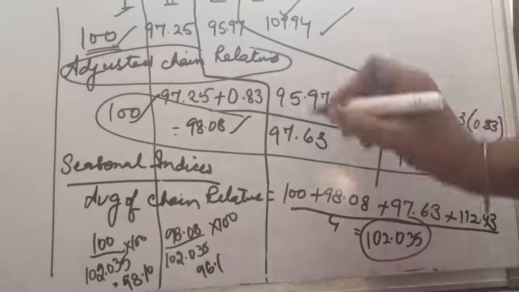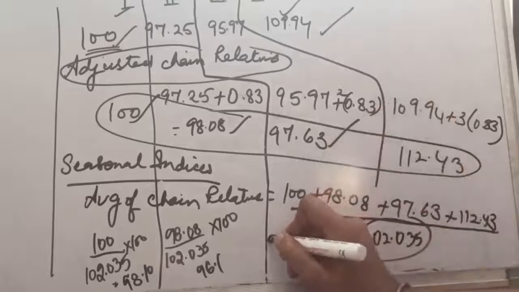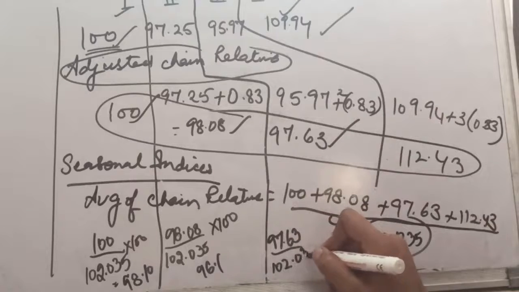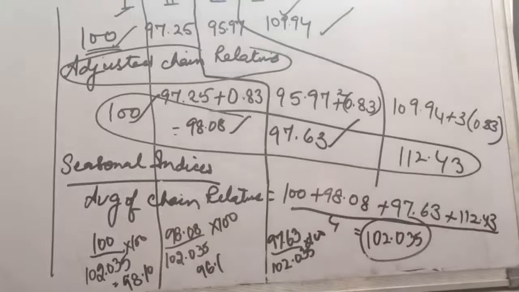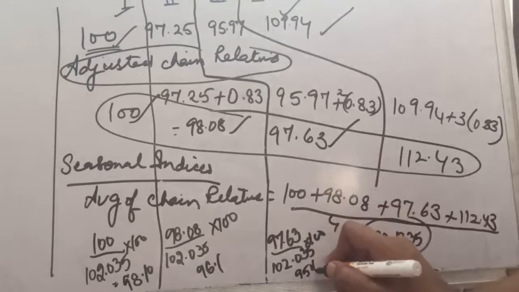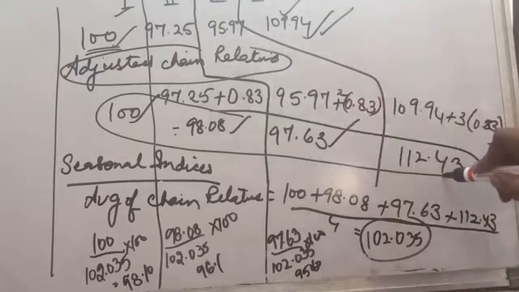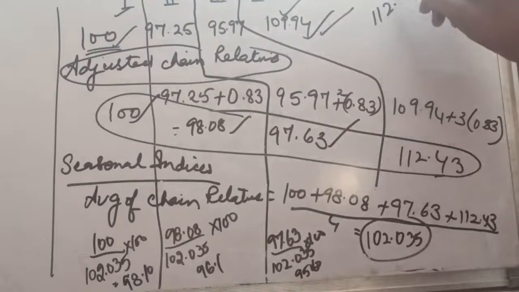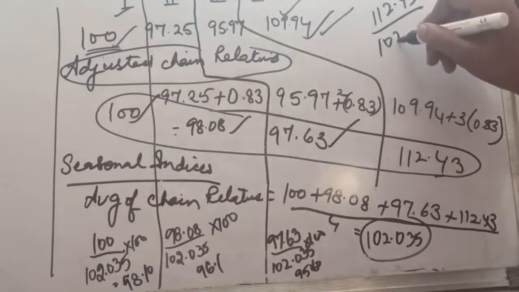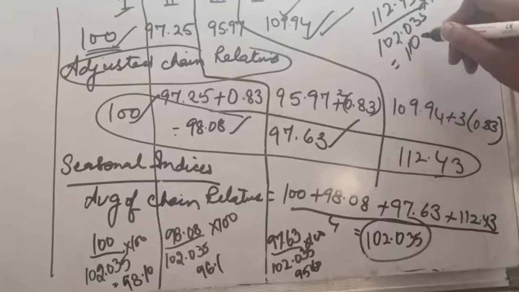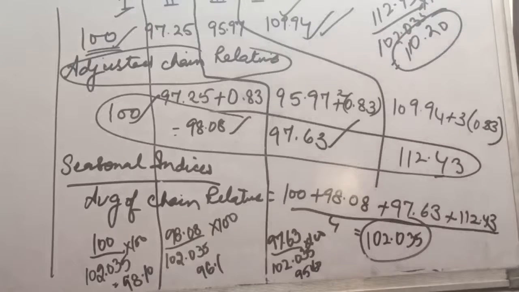Similarly, if we have to calculate for the third quarter, our answer for the third quarter was 97.63 divided by our average, 102.035 into 100. So our answer will be 95.60. And for the last, our adjusted answer was 112.43. So 112.43 divided by our average, 102.035, multiplied by 100. So this answer will be near about 110.20. So this will be the value of the seasonal indices. This is how the seasonal indices are finally calculated in the method of link relatives.